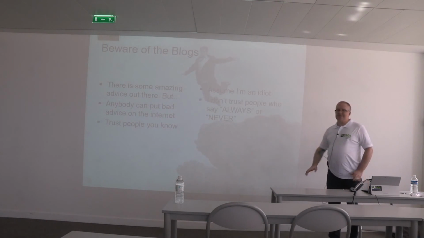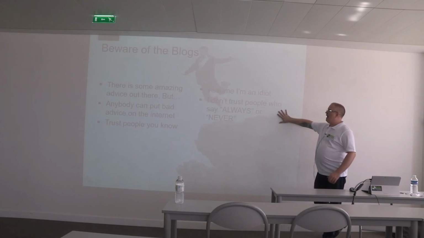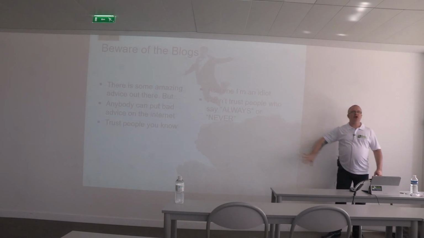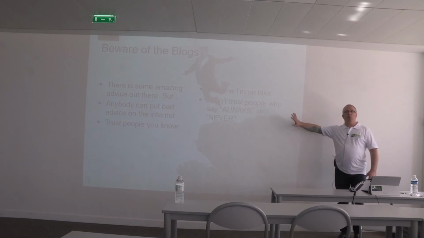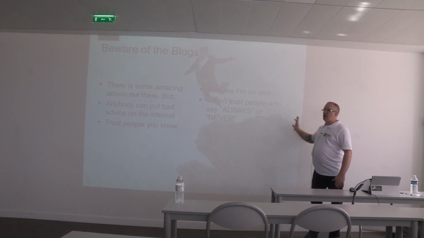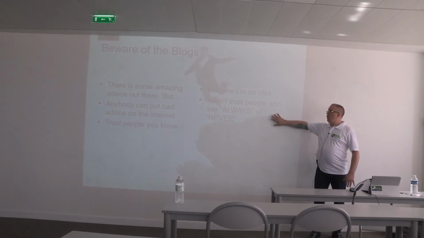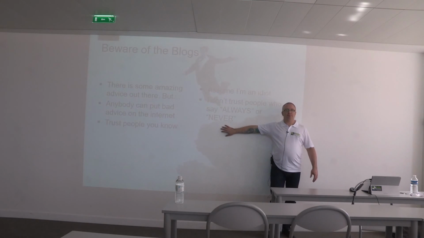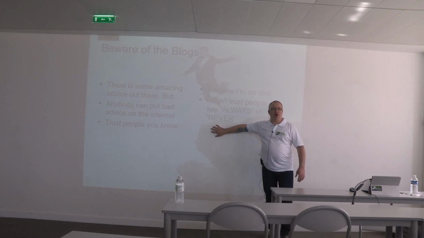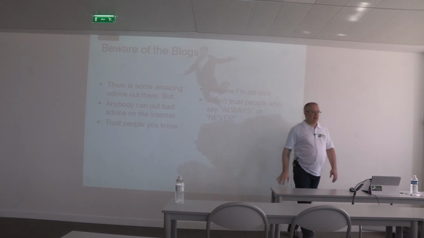This is one of those rules I try to live by. I don't trust people who say you should always do something or you should never do something. Because with one exception, the answer is always, it depends. Does anyone know, in terms of SQL Server, what that one thing you should never do is? Auto shrink. You should never enable auto shrink. Anything else, the answer is always going to be, it depends.